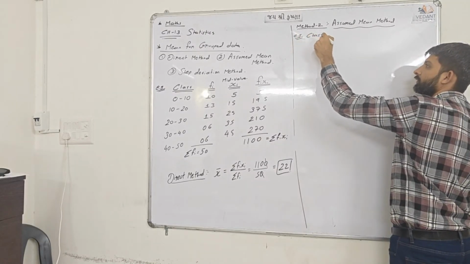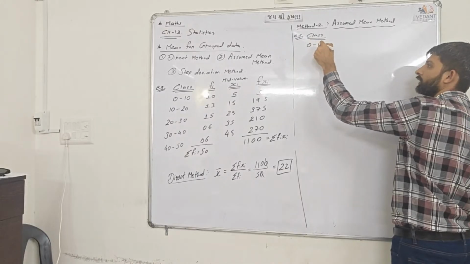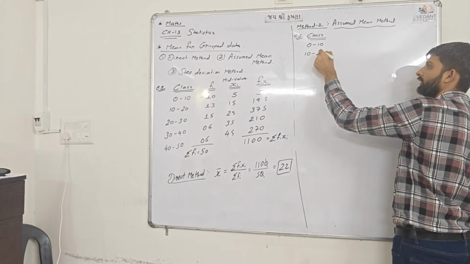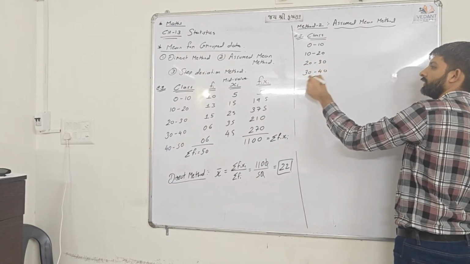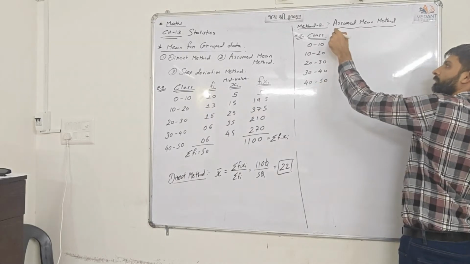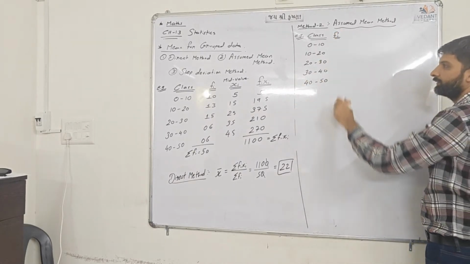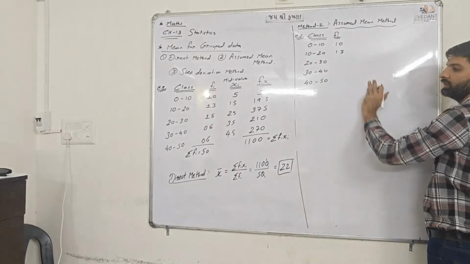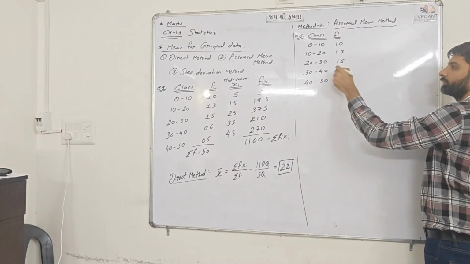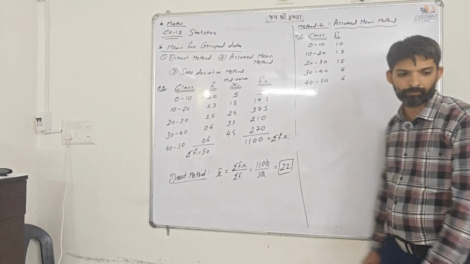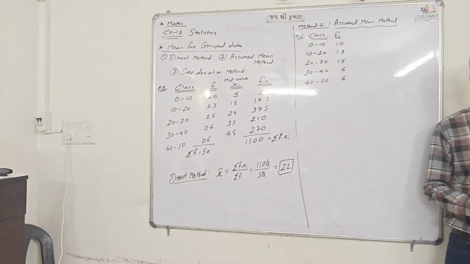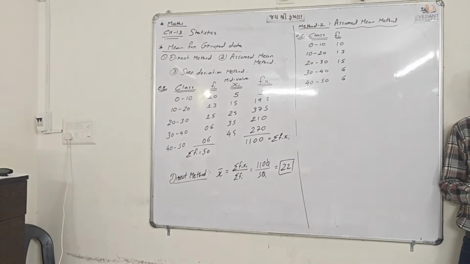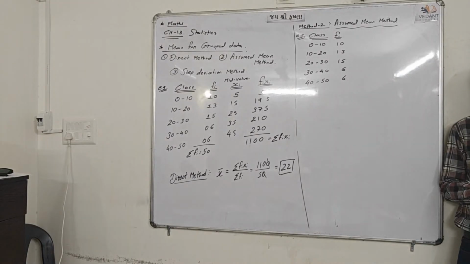So class we have kept 0 to 10, 10 to 20, 20 to 30, 30 to 40, 40 to 50. And fi is 10, 13, 15, 6 and 6. Okay. Ready?